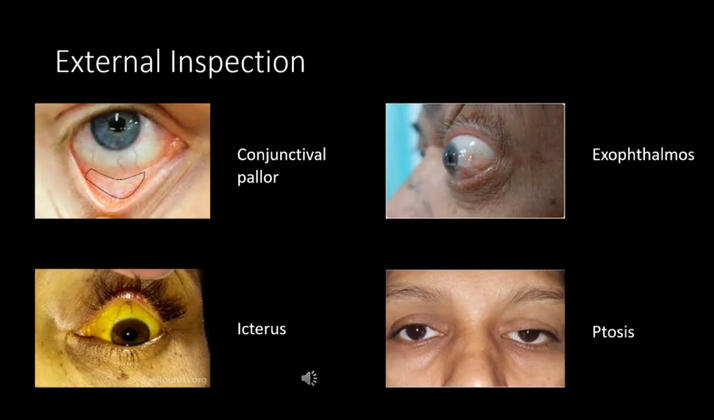So, after introducing ourselves to the patient, here starts our ophthalmic physical examination. The first step being the inspection, where we can have, for example, conjunctival pallor indicating that the patient may be anemic, exophthalmos indicating that the patient may have hyperthyroidism, scleral icterus indicating that he may have a hepatobiliary dysfunction, and ptosis that may indicate myasthenia gravis or Horner syndrome, among other differentials.